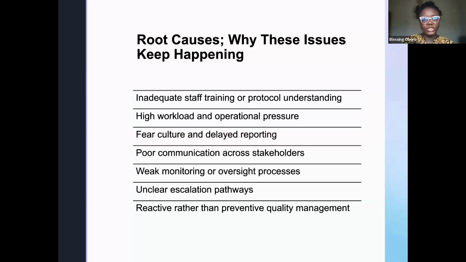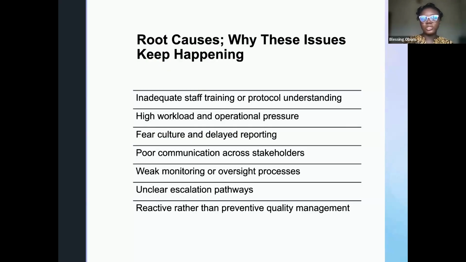If not, you are just setting yourself up for accumulating PDs, avoidable PDs in this case. High workload and operational pressure. This could be both on the side of the CRA and on the side of the sites. So you could see some CRAs handling say 40 studies, handling 50 sites, and obviously this is a lot of things going on at the same time.